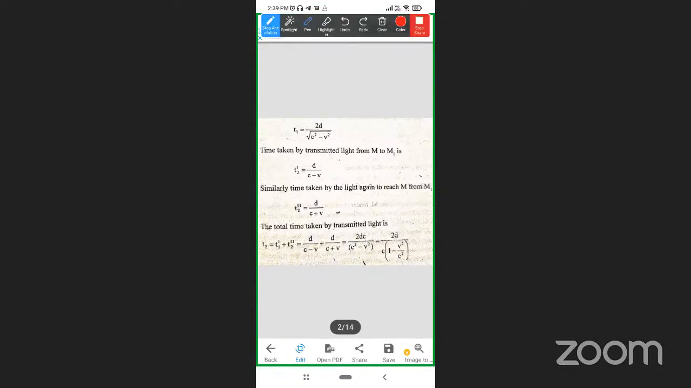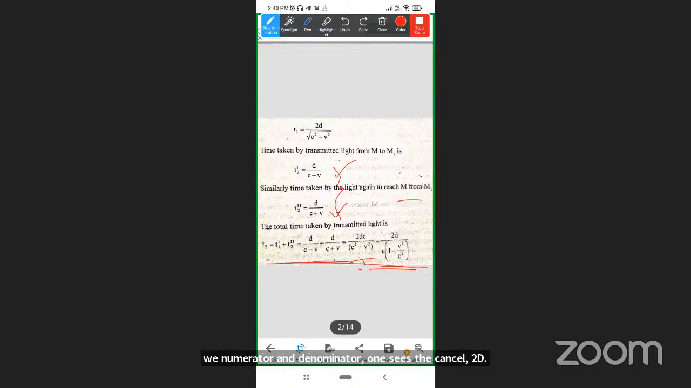So here, the same time is taken by the transmitted light from M to M1 mirror, and similarly the time taken for the light to reach M from M1 again, so T2 dash. These are the total time taken. T2 is equal to what? 2DC by C square minus V square. So adding both, C square is common, and in numerator and denominator one C cancels, giving 2D by C into 1 minus V square by C square. That is the T2 time.